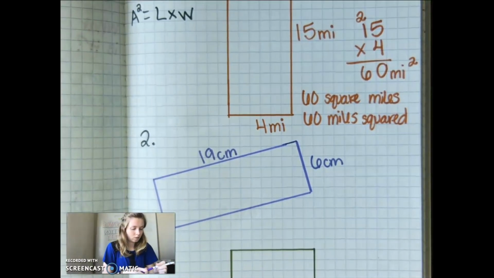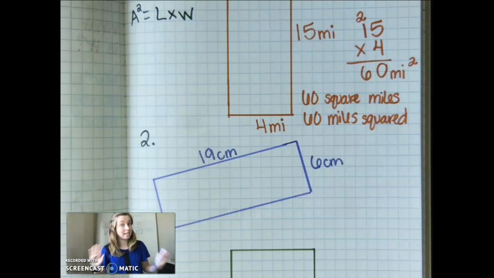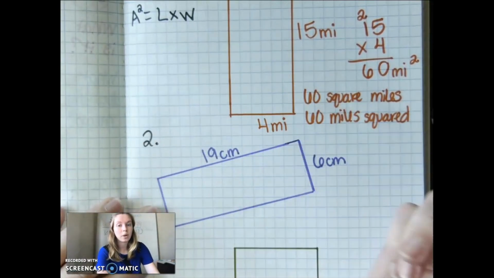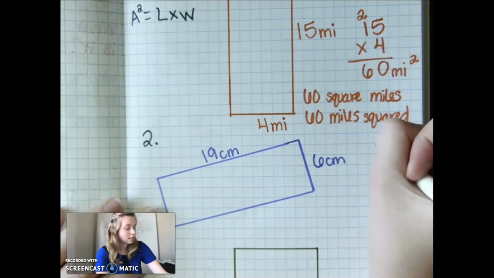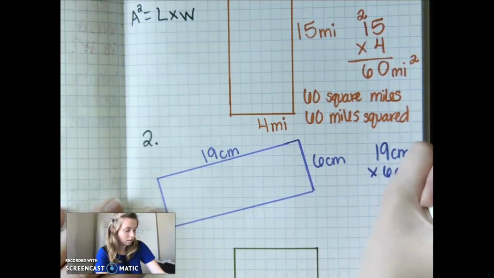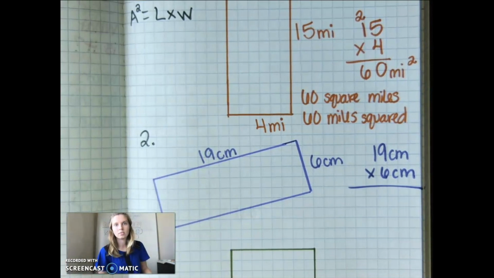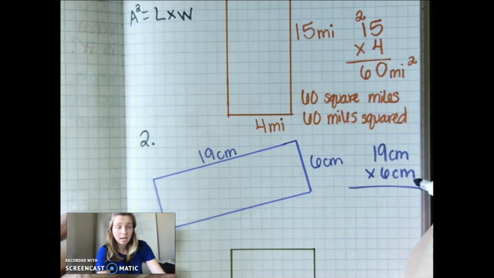Example number 2. It is a rectangle that's kind of on a diagonal tilt. Doesn't matter, still a rectangle. So I know I have to do length times width, so I choose which one I want to be my length. Let's do 19. 19 centimeters multiplied by 6 centimeters. Piece of cake. You need to solve it. Figure it out. All right, I think you got it. I'm going to show you just in case.